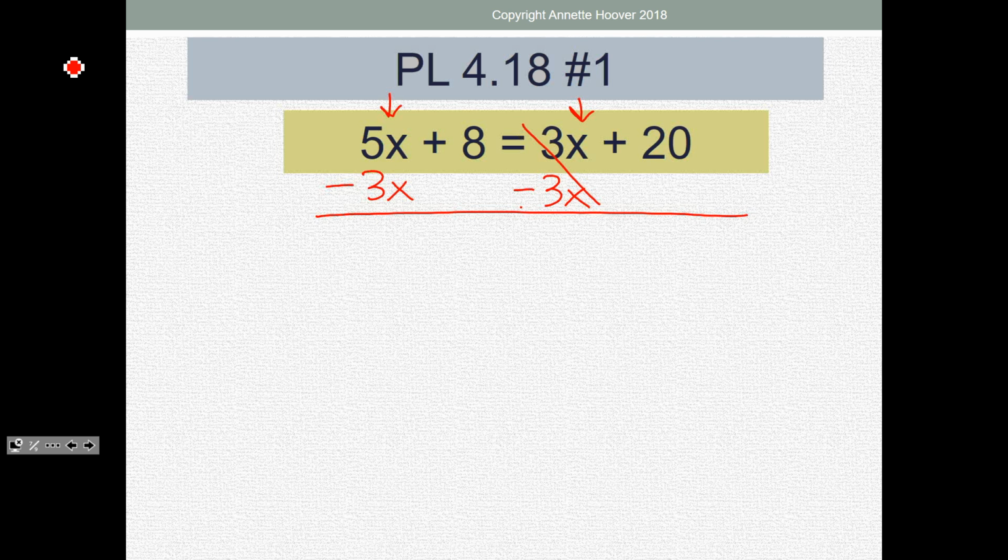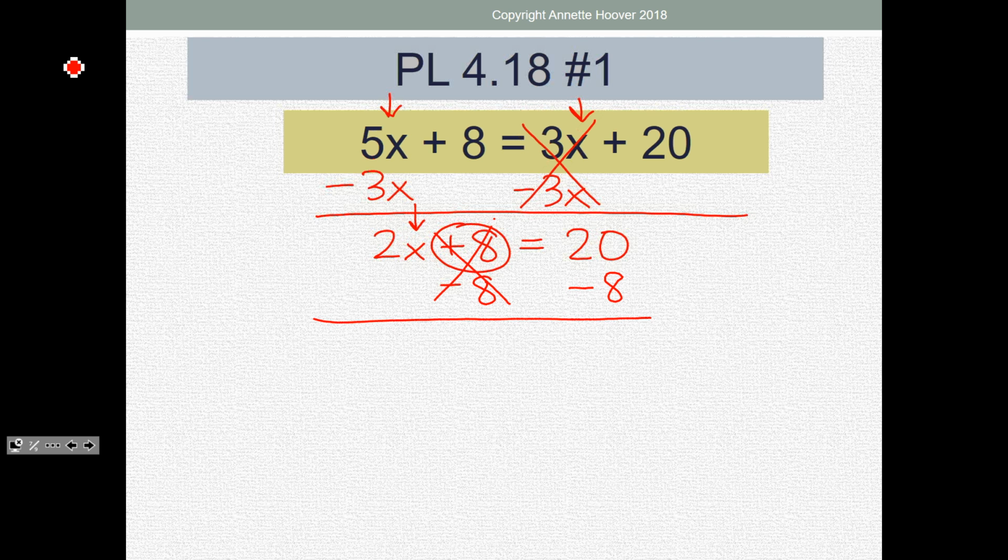Positive 3x and negative 3x becomes 0. So on the left side we have a positive 5 and a negative 3. That would be 2x. We still have a plus 8 on the left side, and on the right side we have left a 20. Here's our two-step equation. Locate the variable, move what's not attached to it first, so I'm going to do a negative 8 on both sides of the equation. 8 and negative 8 cancel out, which leaves us with a 2x on the left side, and 20 minus 8 is 12.